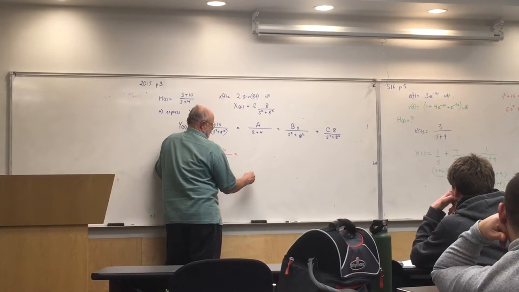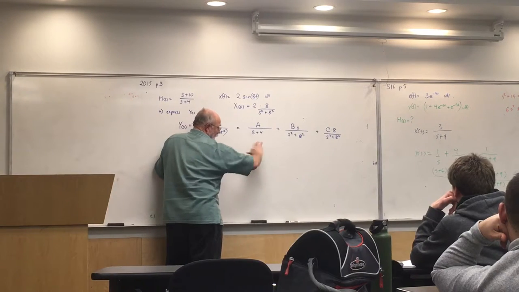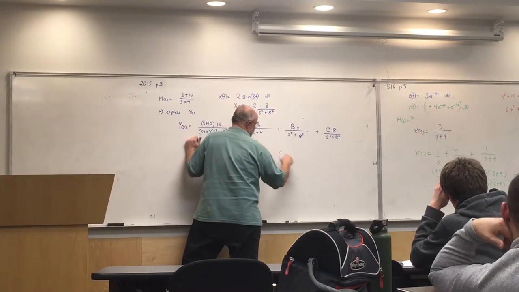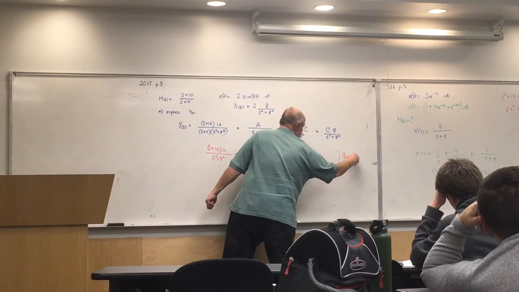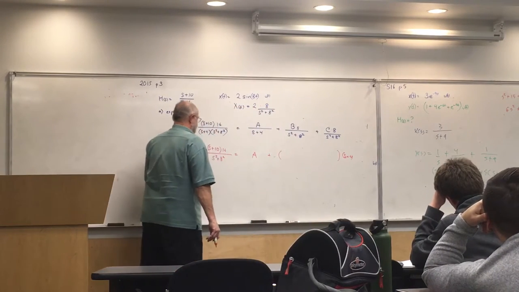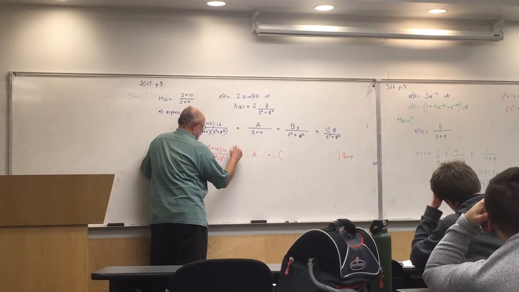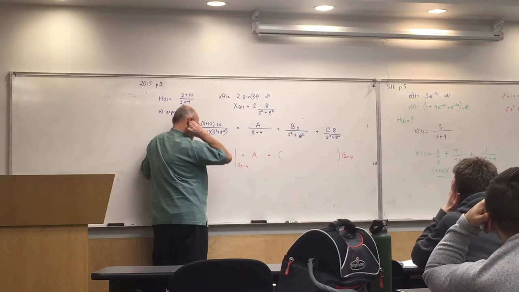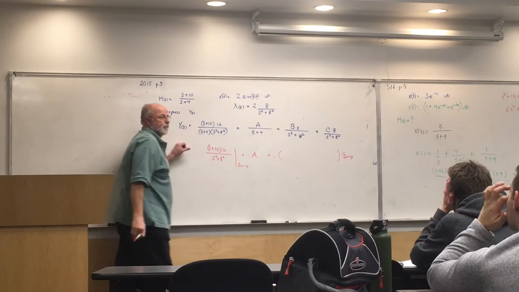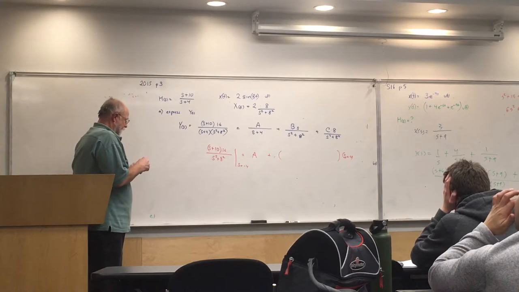That equals A times s plus 4 over s plus 4, plus all this other stuff times s plus 4. So what do we make s? Negative 4. The other terms drop out. So what do we do next?